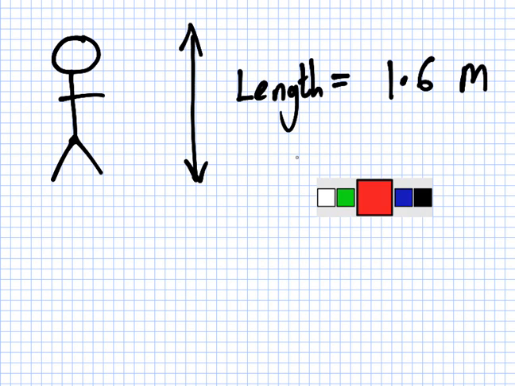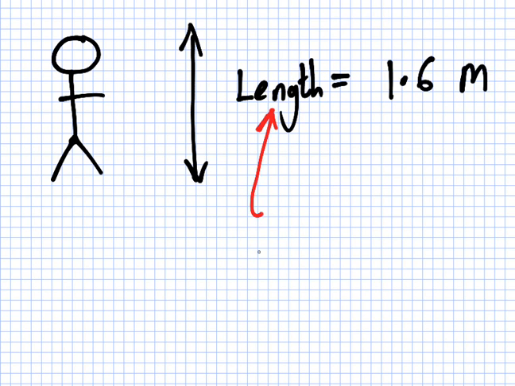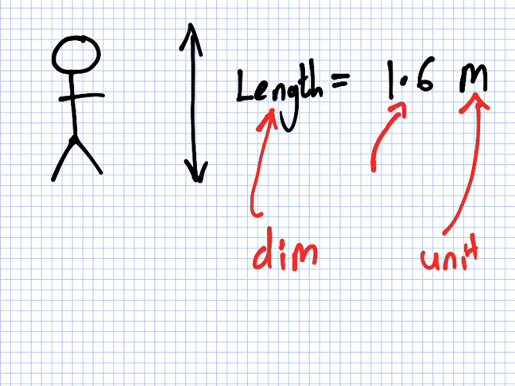So, this here, the length, that's called the dimension. This here, the meter, what's that? That's the unit. And this here, the 1.6, what's that? The magnitude. So these are the 3 words I want you to understand right now.